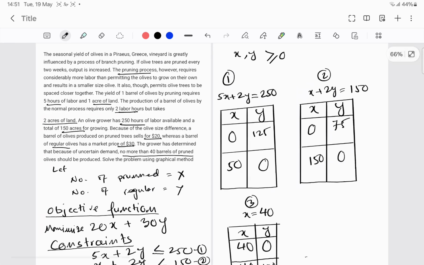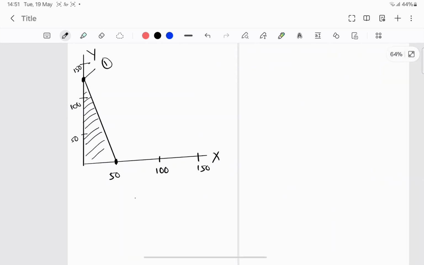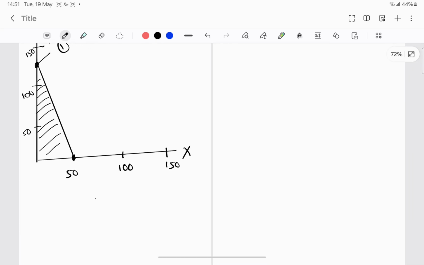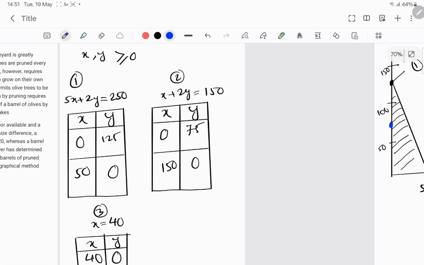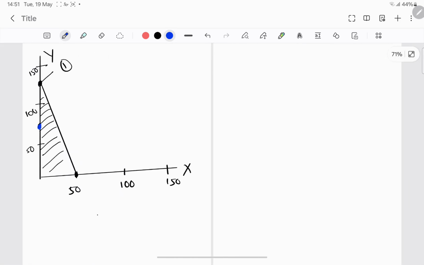So now draw equation 2, which is 0, 75 and 150, 0. 0, 75, that means when x is 0, y is 75. It should be in the middle here. Let's change the color, it will be easier to understand. And 150, 0. When x is 150, y is 0. So let's connect them.